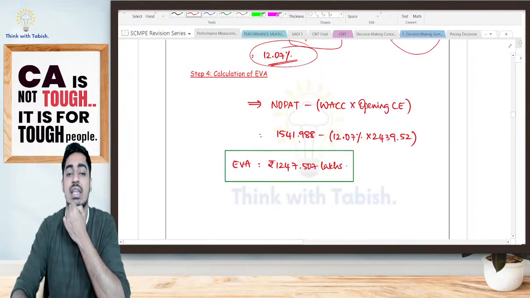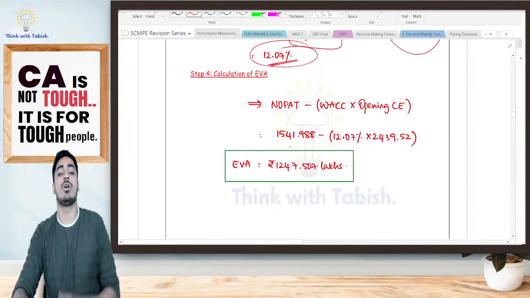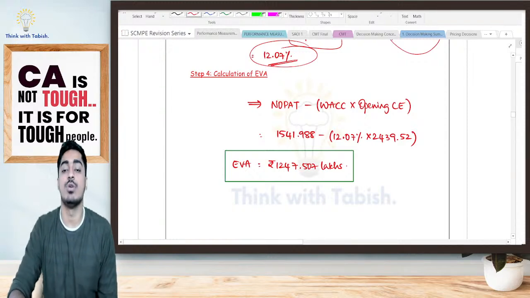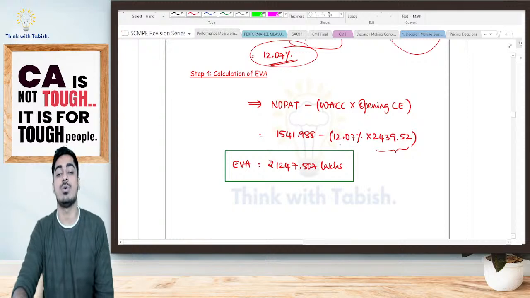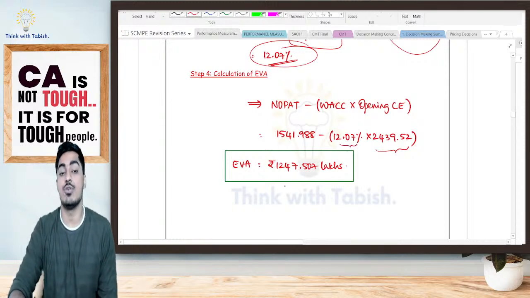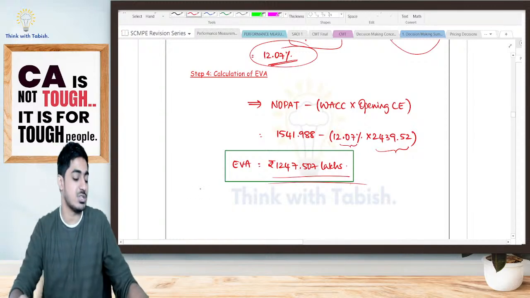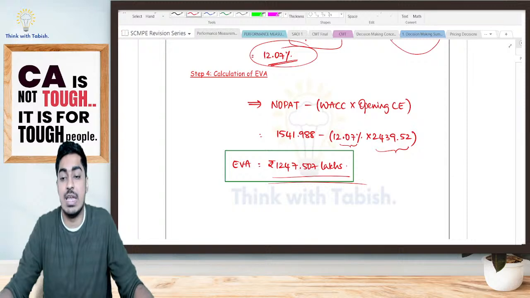Based on that, you can tell, okay, actually I've got 1,541.988 lakhs. Bare minimum on 2,439.52 lakh, I want 12.07 lakh. That means how much is my real value addition? How much extra I've got? I've got extra amount of 1,247.507 lakh, which is my economic value added.